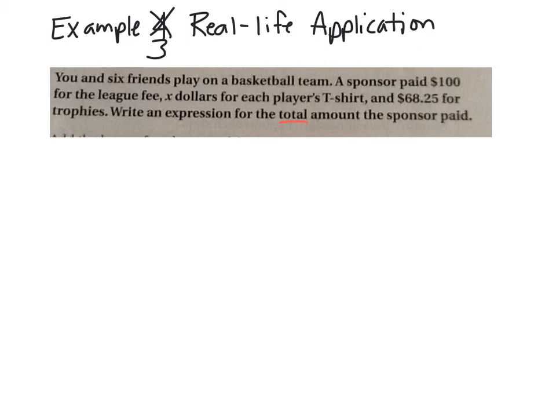Let's see here. $68 for the trophy. But the total is what's telling us which operation we're going to be using, and that's what I want you to think about using your table from 3.2. So obviously we're going to be using addition. Now we need to put all this together. To start off, I'm going to start with what they tell us. So we've got $100. That's what the sponsor is going to pay for our league fee. Then, here's the tricky part.